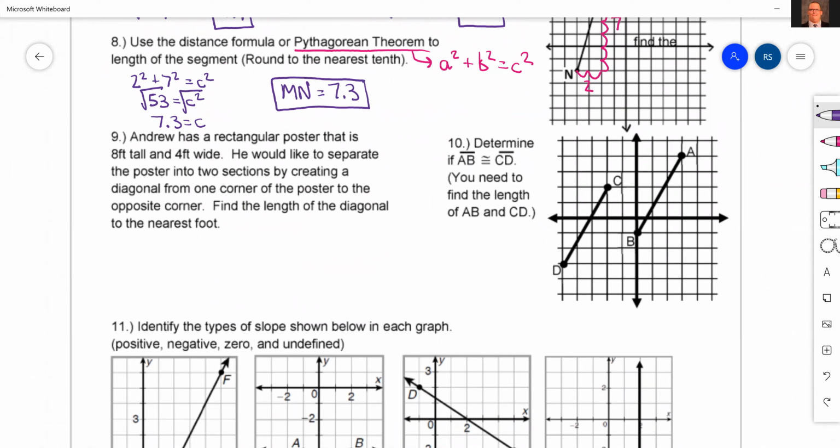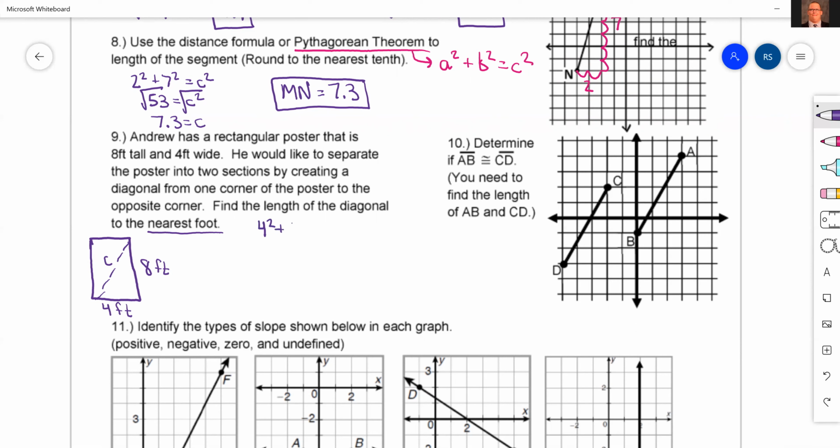Okay, number 9. Andrew has a rectangular poster that is 8 feet tall. So I'm going to draw a rectangle. It says it's 8 feet tall and 4 feet wide. He would like to separate the poster into 2 sections by creating a diagonal from one corner to the opposite corner. Find the length of the diagonal, so we'll just call it C, to the nearest foot. That means whole number. Use the Pythagorean theorem here.